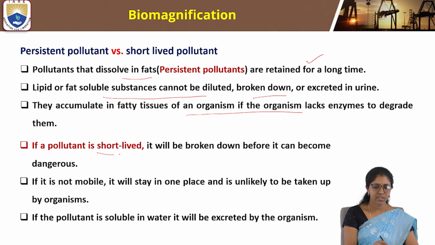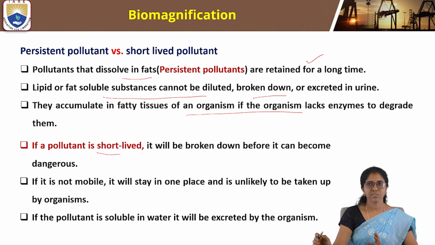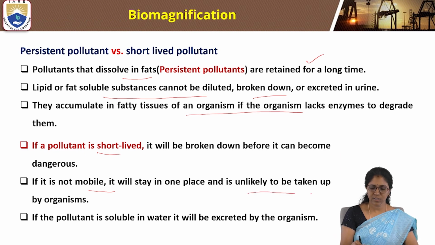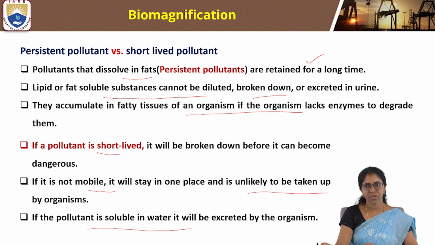So what is a short-lived pollutant? If a pollutant is short-lived, it will be broken down easily, before it becomes dangerous. If it is not mobile, it will stay in one place and is unlikely to be taken up by organisms. If the pollutant is soluble in water, it will be excreted by the organism. There is no harm from the short-lived pollutant. The real harm is from the persistent pollutant, that is, the long-lived pollutant.